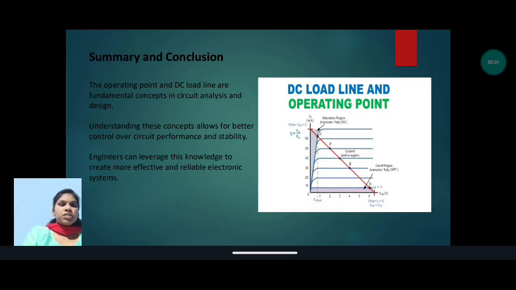Summary and conclusion. The operating point and DC load line are fundamental concepts in circuit analysis and design. Understanding these concepts allows for better control over circuit performance and stability. Engineers can leverage this knowledge to create more effective and reliable electronic systems.